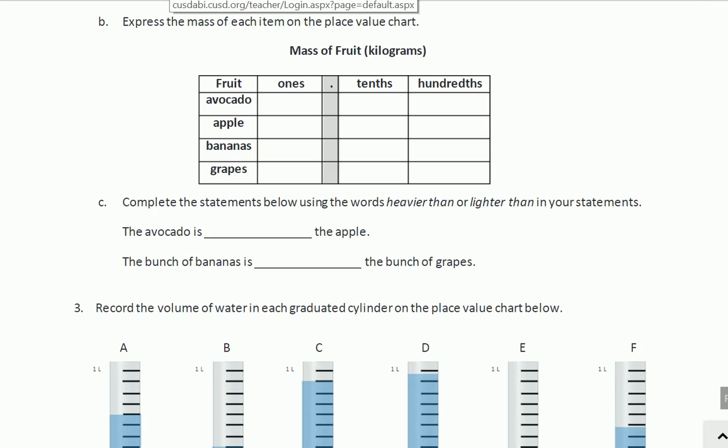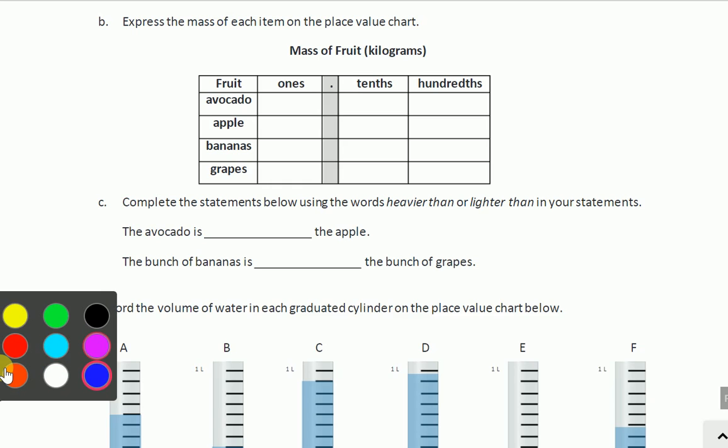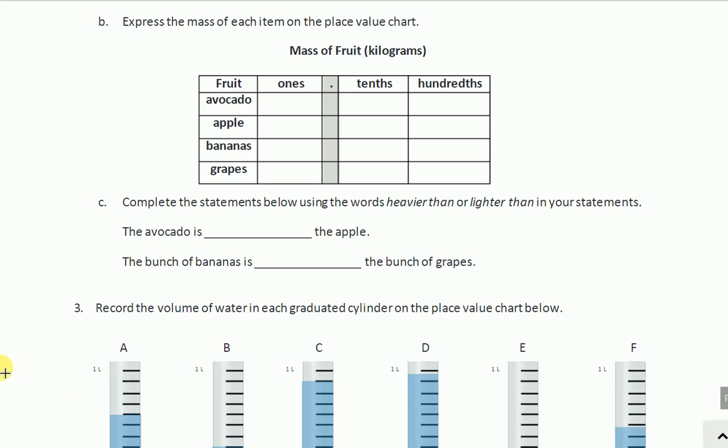Alrighty, welcome to the flip side of town. So on this one, we have to flip back and forth and look at the mass of the items of the fruit and write down how many ones, tens, and hundredths they have. Now wait a minute, none of them had any ones. So we're going to go ahead and pop those zeros in there right away because none of them had any ones.